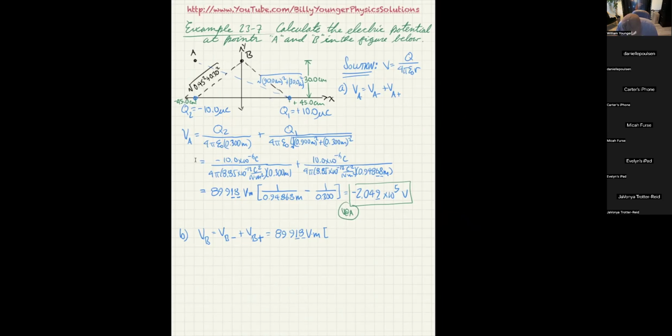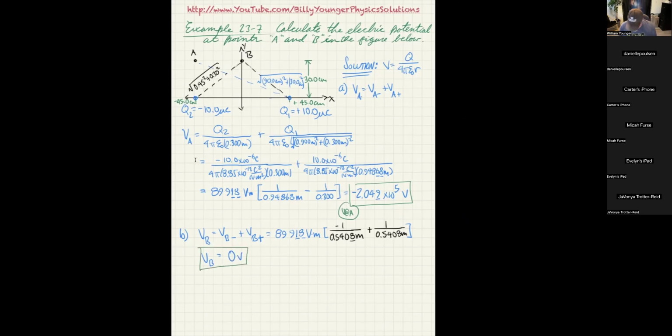It's going to be the square root of 0.45 squared plus 0.3 squared. Taking the square root of all that, I get 0.5408. So in the negative case, that'd be -1 over 0.5408 meters. And in the positive case, that would be 1 over 0.5408 meters. So the electric potential is actually, anybody want to state what the answer is? Yep, it has to be 0.